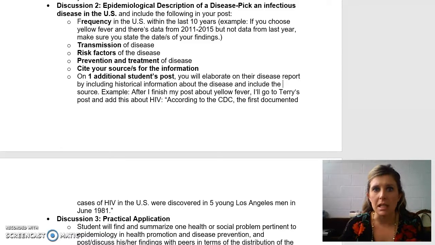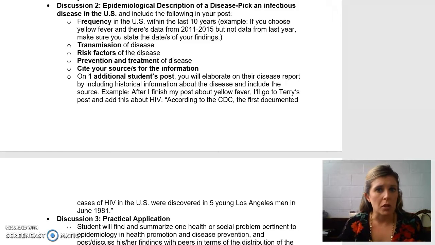How does the disease get transmitted? Does it come through an animal, an insect? How does it get transmitted? The risk factors for the disease. You'll need to go over who's more susceptible to becoming infected with this particular disease.